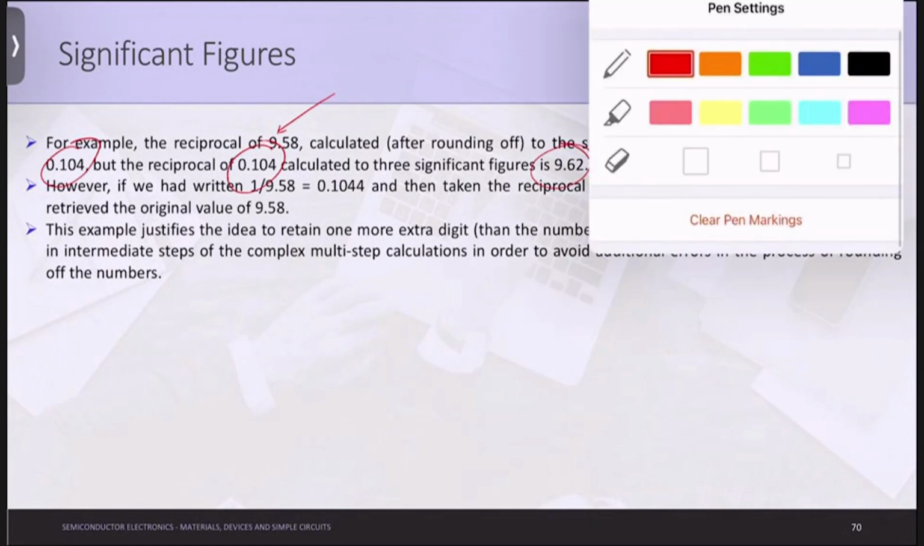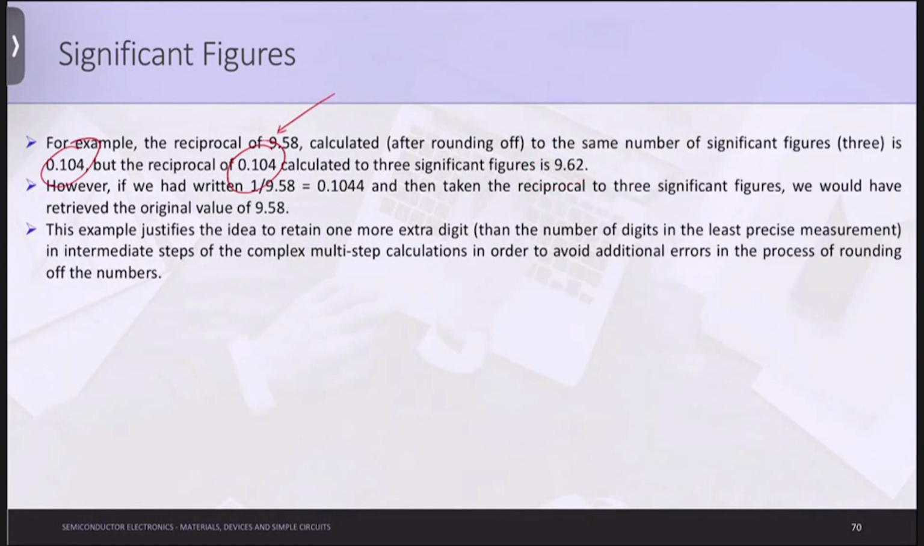Okay, so you know the back engineering of it, but what is actually happening is that there will be some change or variation in the answer. However, if we had written 1 upon 9.58 is equal to 0.1044 and then taken the reciprocal to 3 significant figures, we would have retrieved the original value as 9.58. I think the example is quite clear as to why there is a difference in the answer.